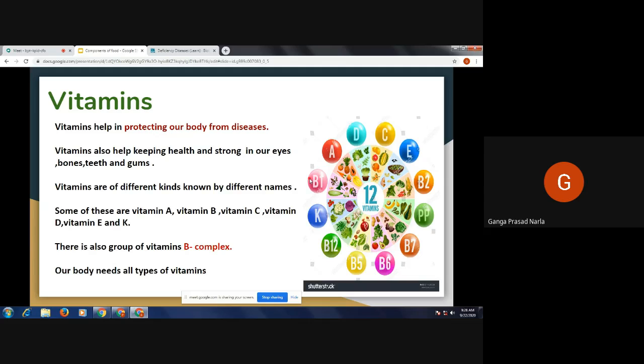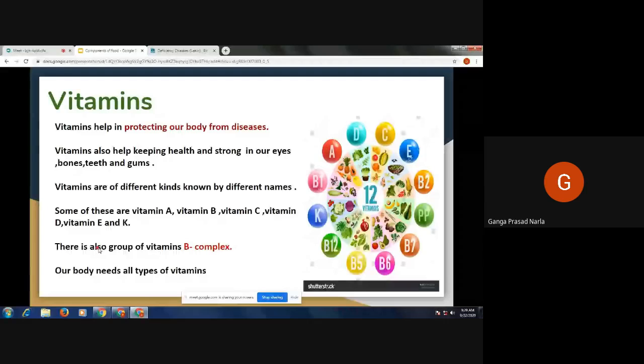Vitamins are of different kinds, known by different names. We already discussed, right? Some vitamins are A, B, C, D, E, K. And there is a group of vitamins called B complex. The group of B vitamins is called B complex.